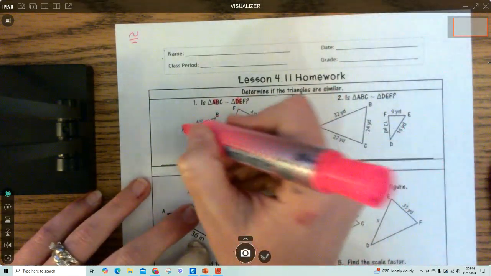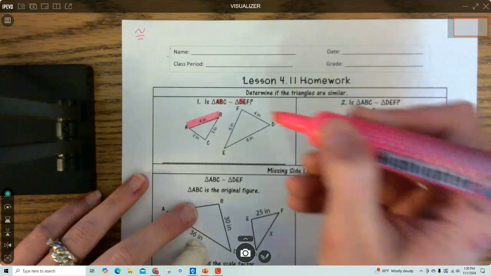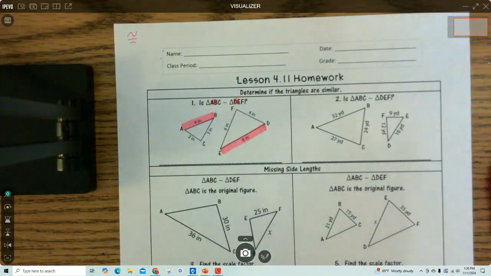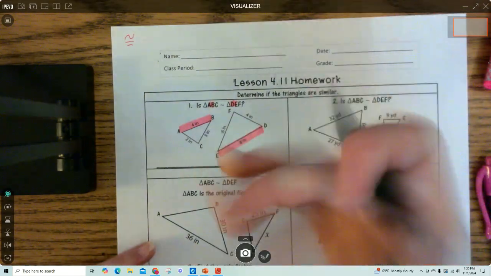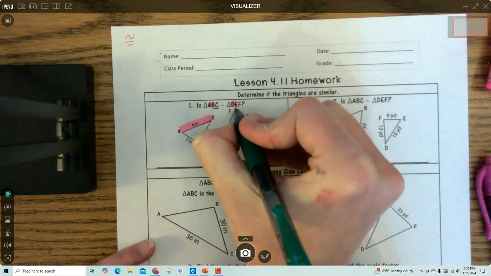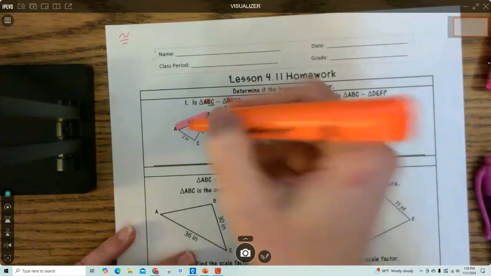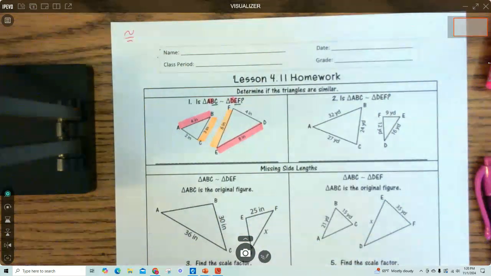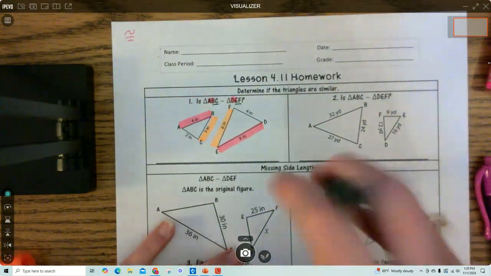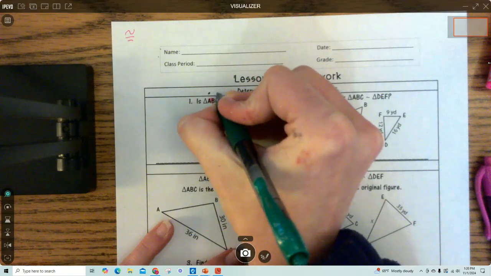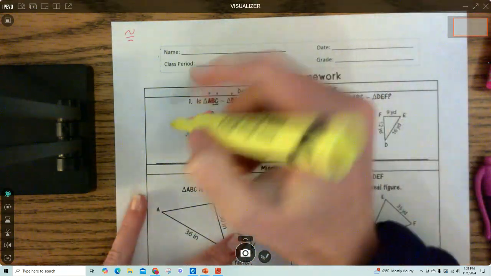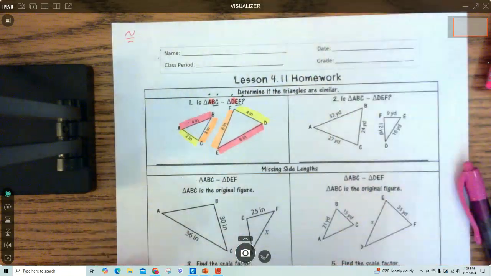All right, so on the figure, AB matches up with DE. So those two sides match up. Okay, then we've got the last two letters. So BC matches up with EF. And then finally, first and last, so A and C goes with D and F.